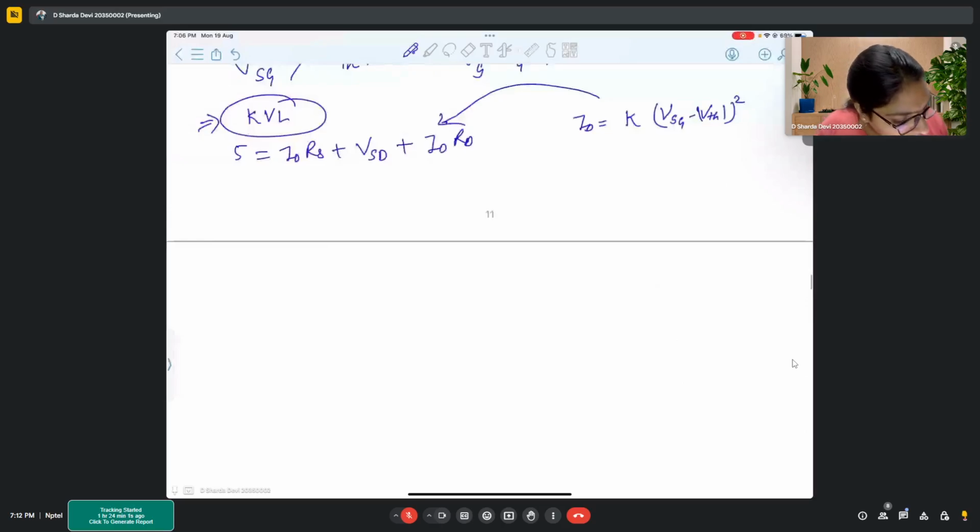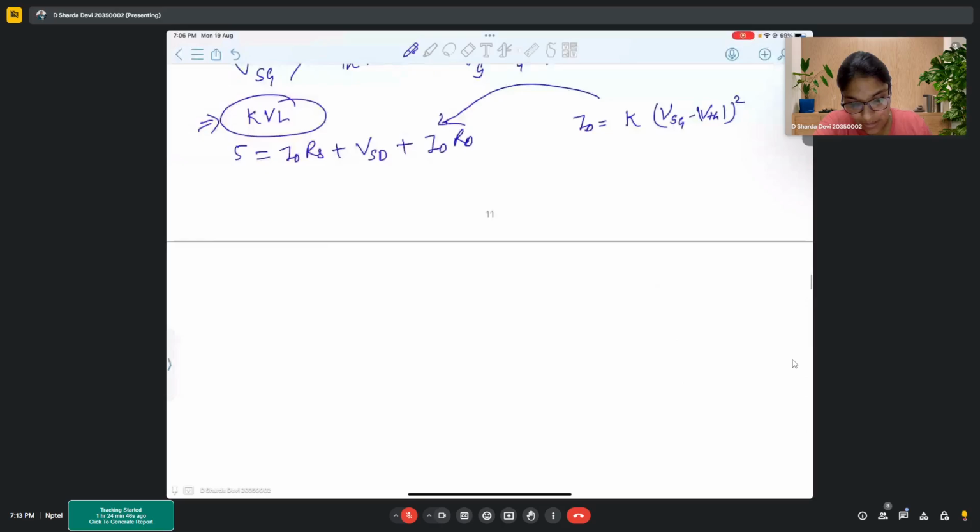So yeah, this is the small signal model. Here you have your V in, this is your V out. What you need to find is V out upon V in. V in is negative of VSG, because here you will be applying V in with respect to ground. So it is minus of VSG.